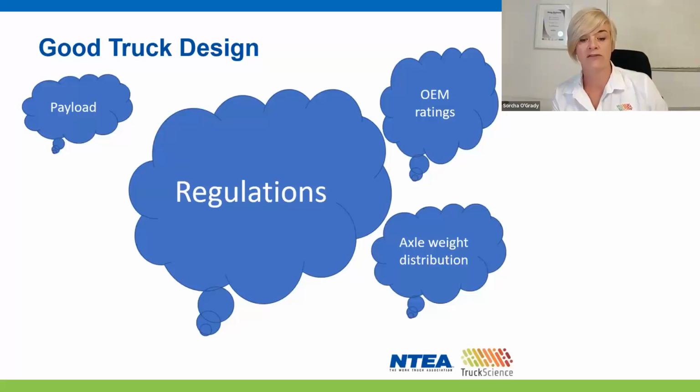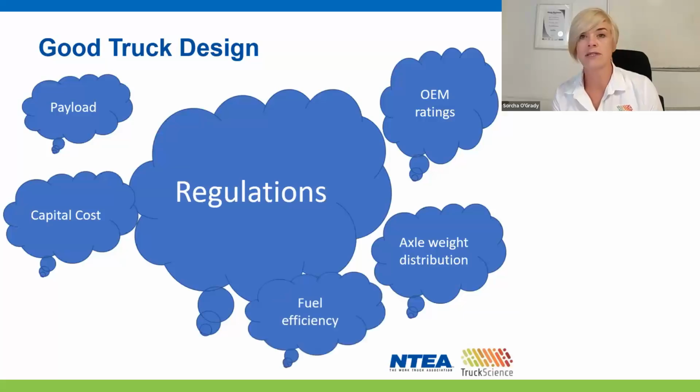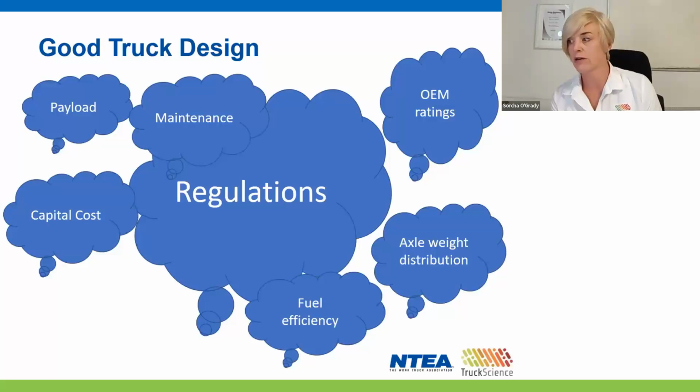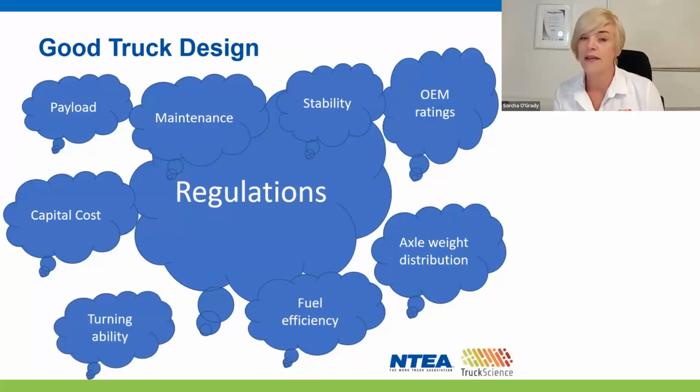We normally have a goal of maximizing payload capacity. We want to right-size the truck, both to reduce capital cost and reduce fuel consumption. And we want to avoid undue maintenance or rework, or indeed invalidating the vehicle warranty. We need to be mindful of rollover stability by keeping the centre of gravity as low as possible. And then turning radius becomes important, for example, for garbage trucks that need to turn in residential areas.